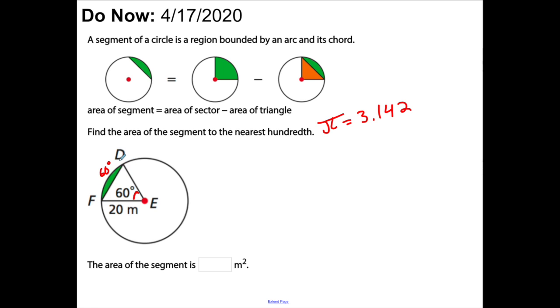Remember, think about what kind of triangle this is. This is a 60-degree angle. Think about what would happen if I drew a line right here. Take a second, pause the video, and when you're ready, unpause, and I'll show you how to solve.